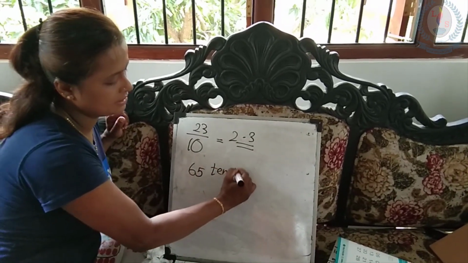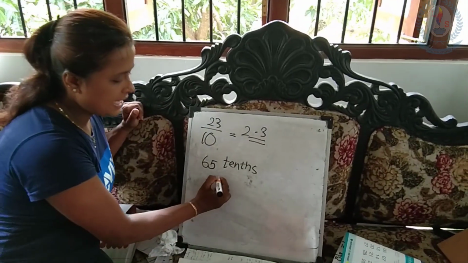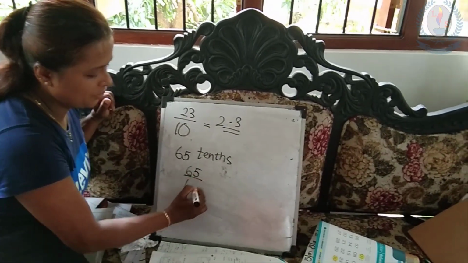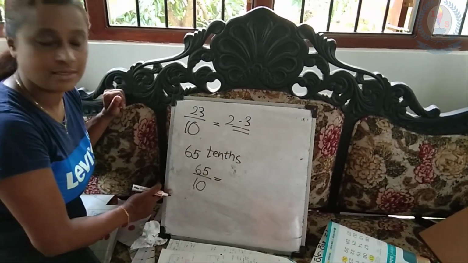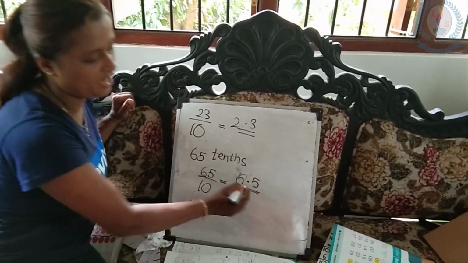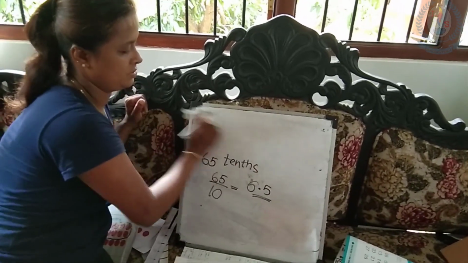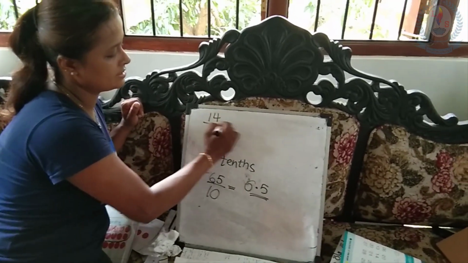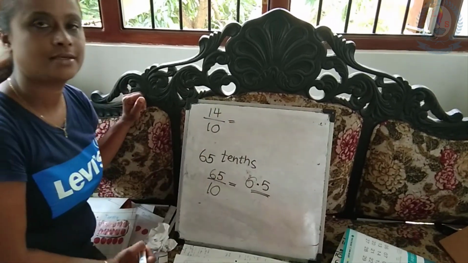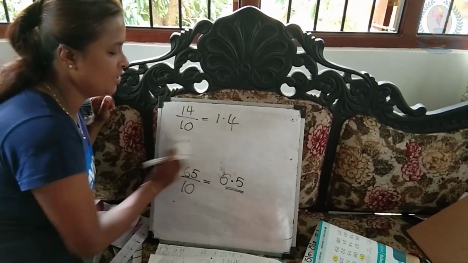I will take another one. 65 tens. This is in words. We can write this as a fraction, 65 tens. And we can write it as a decimal, 6.5. 14 tens, 1.4.